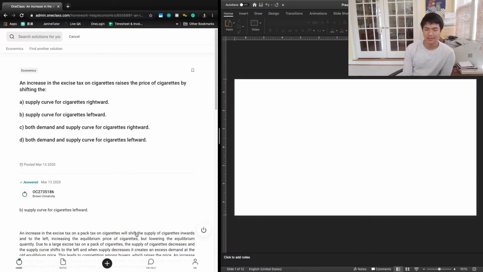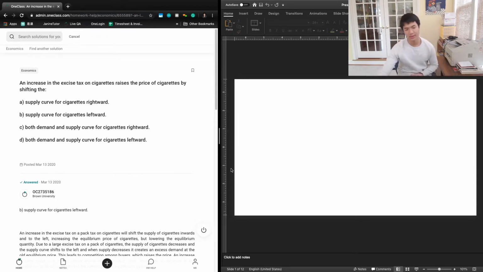An increase in the excise tax on cigarettes raises the price of cigarettes by shifting the A. Supply curve for cigarettes rightward, B. Supply curve for cigarettes leftward, C. Both demand and supply for cigarettes rightward, D. Both demand and supply curves for cigarettes leftward.